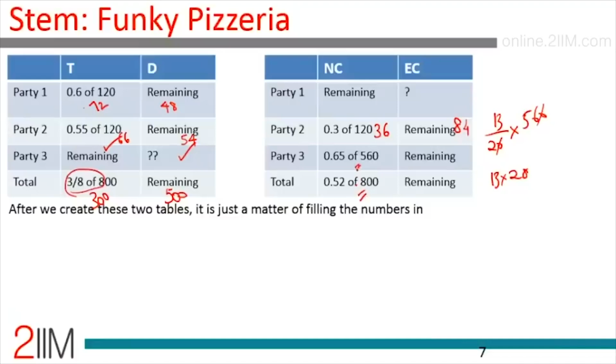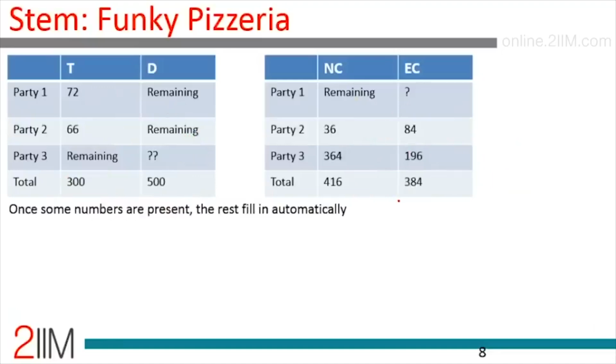Once we know these 3 numbers, we can find this number. Once we know this number, we can find this. We know these three, we can find these three. So now we know that the whole grid can be filled. So this is 72, 66, going step by step based on whatever we know. This we don't know, 36, 364, 416. 364 plus 36 is 400. 416 totally, remaining should be 16. This is 416, remaining is 384.